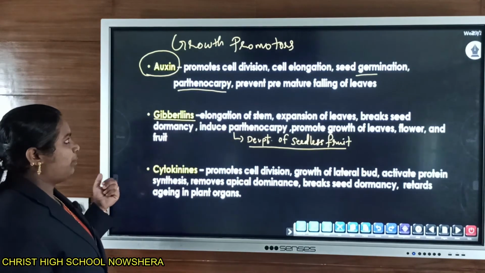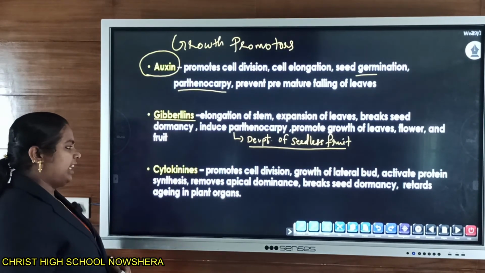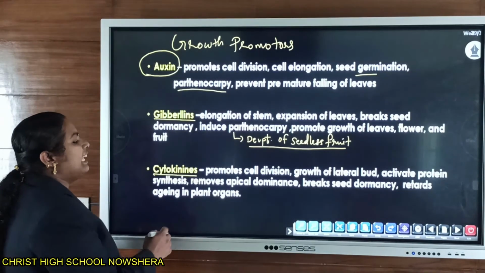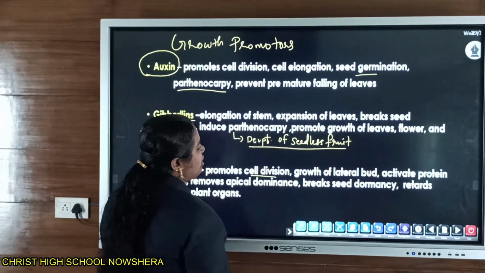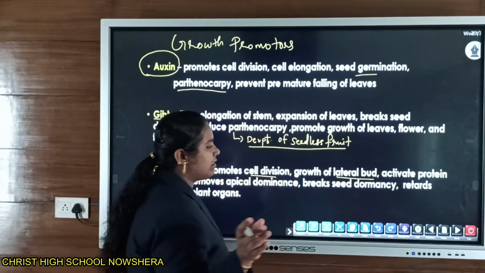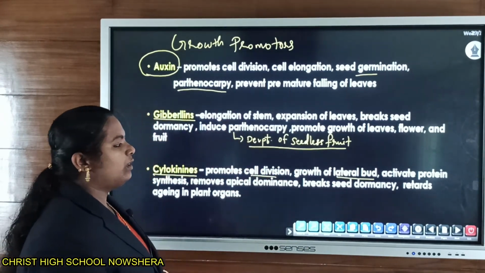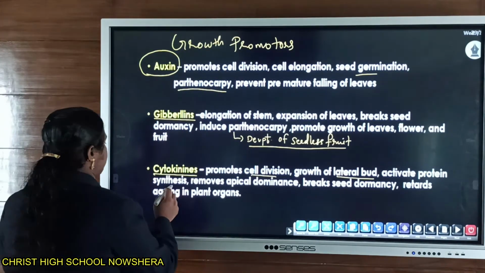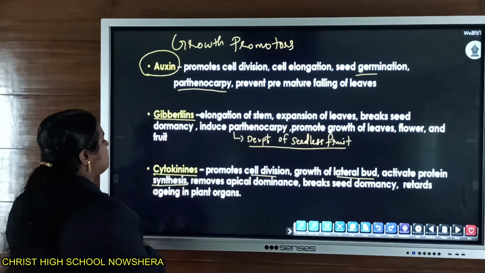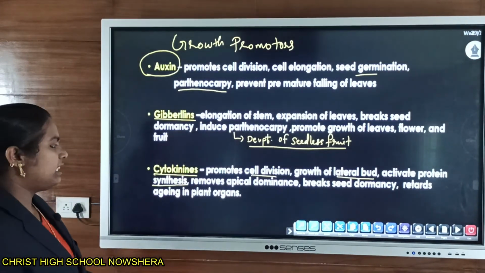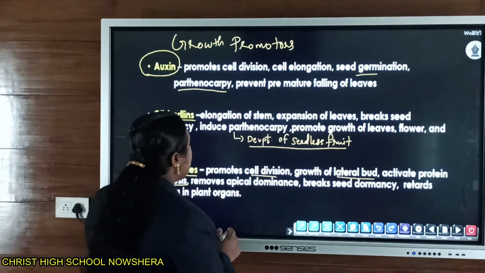The third type of growth promoter is cytokinins. Cytokinins promote cell division, then growth of lateral bud, that is, sideways growth of the bud, as well as activating protein synthesis, and it removes apical dominance.